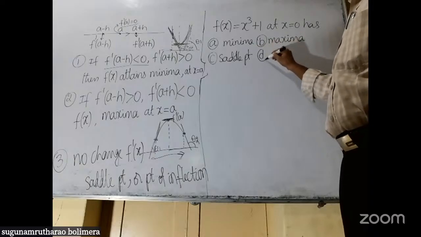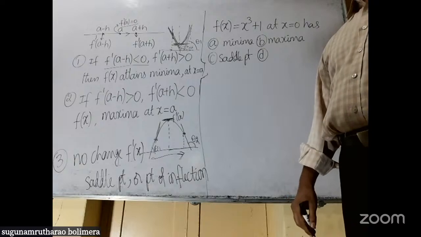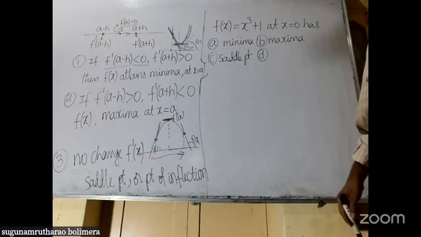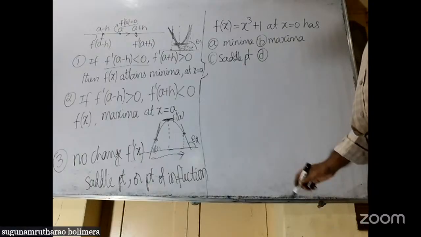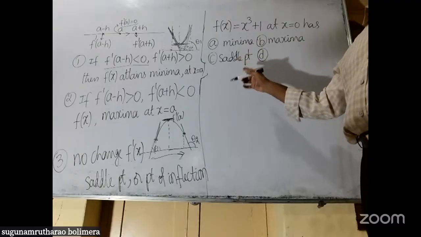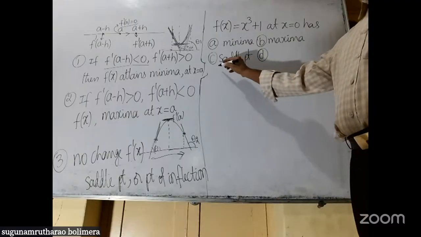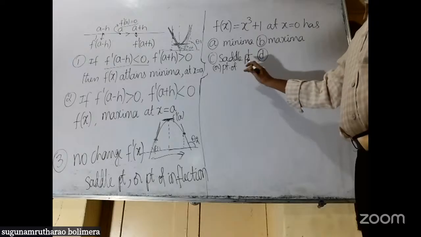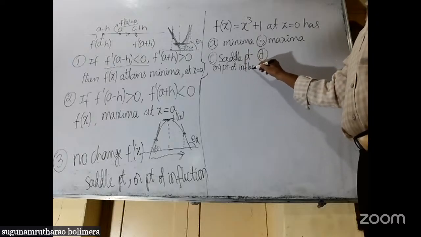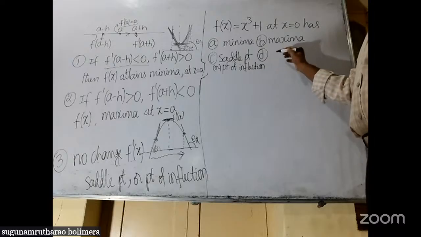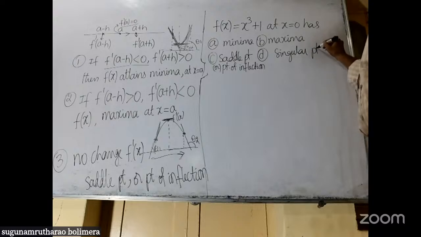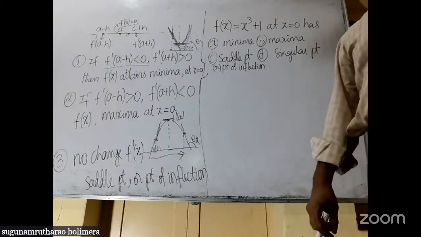Option D, saddle point or point of inflection. Both are the same. You may write saddle point or point of inflection. Next, D means singular point.